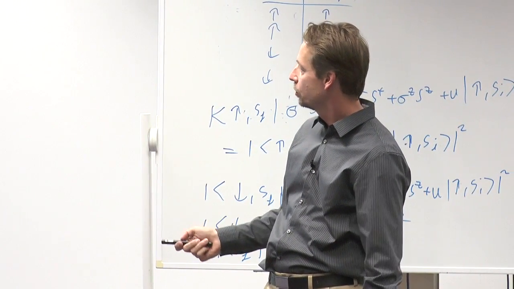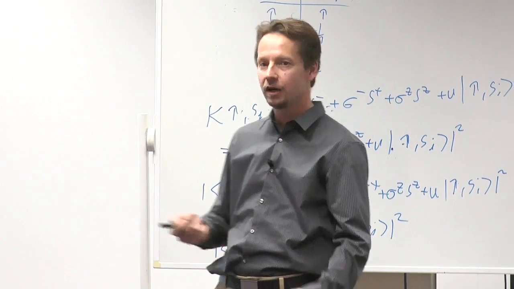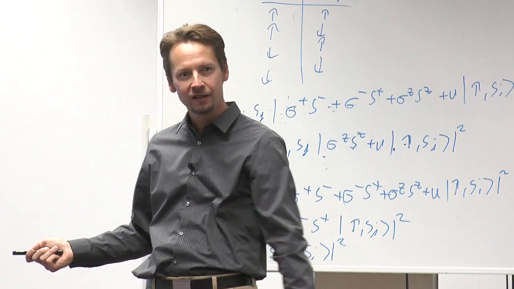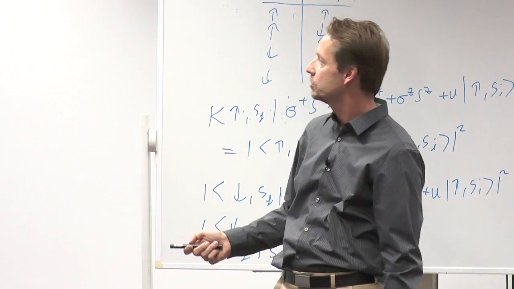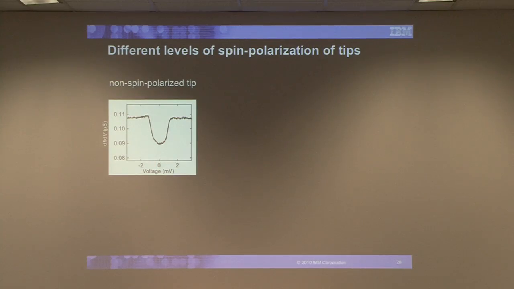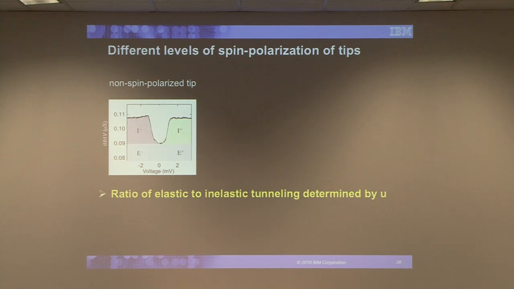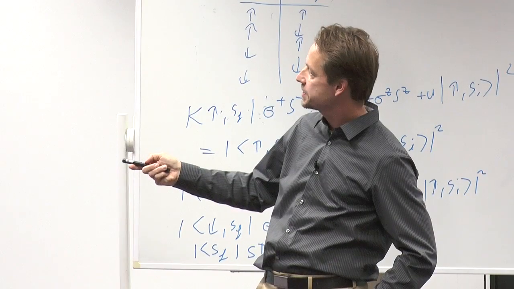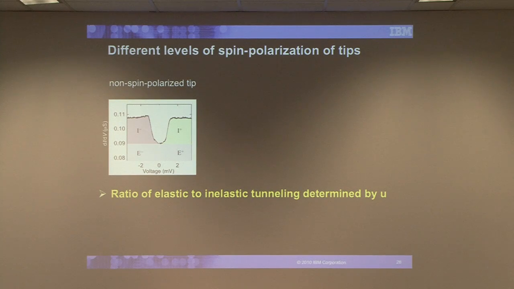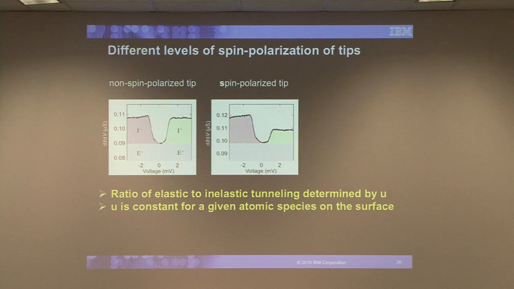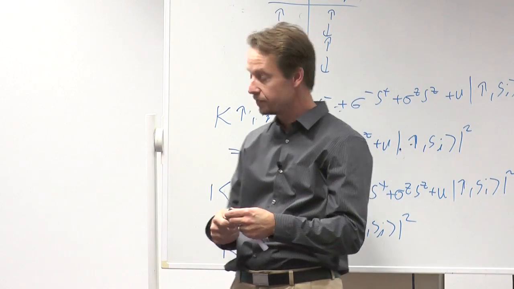Okay, so I'll tell you in a couple of slides how we can measure this U, and then I want to go into this zero field splitting. So with a non-spin polarized tip, we get our manganese spectrum that we talked about quite a bit now. Here we have elastic tunneling and inelastic tunneling, and the inelastic tunnelings are the same because we have a non-spin polarized tip. If we take a spin polarized tip, we have more inelastic current in this channel than in this channel, right? That's just the polarity of the bias voltage.